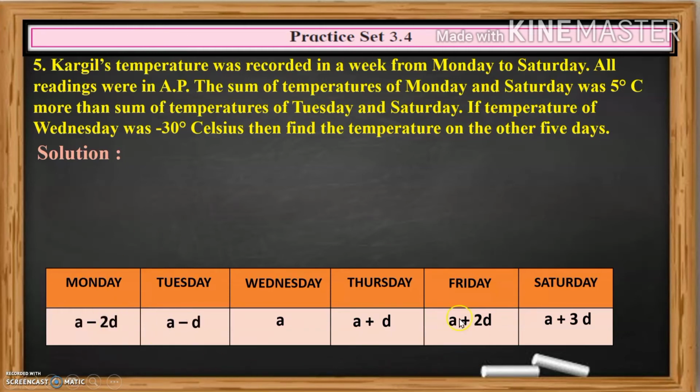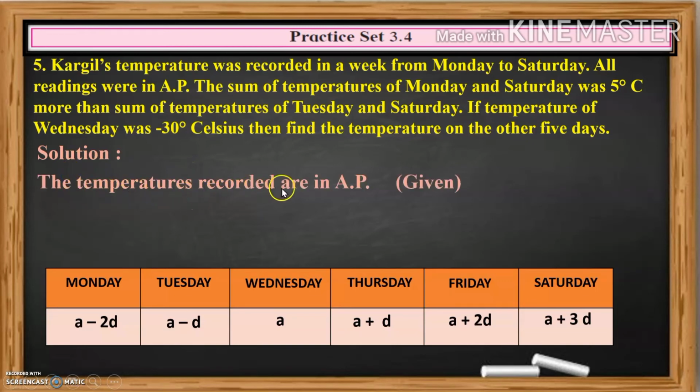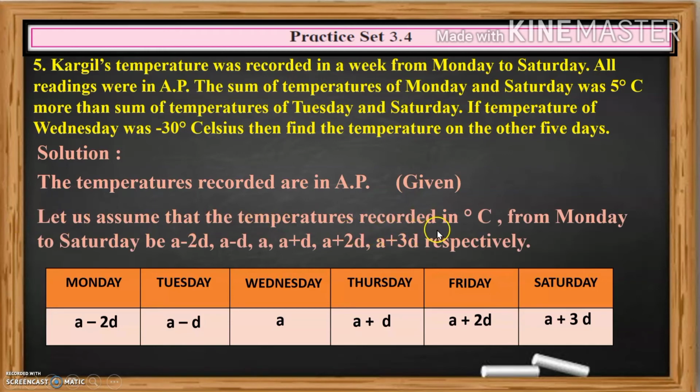Now note children, the table was done only for explanation purpose first. But while writing, you will be starting your solution in this manner. That is, the temperatures recorded are in AP given. Therefore, let us assume that the temperatures recorded in degrees Celsius from Monday to Saturday be A minus 2D, A minus D, A plus D, A plus 2D, A plus 3D respectively. Clear? The table will come after you write this.